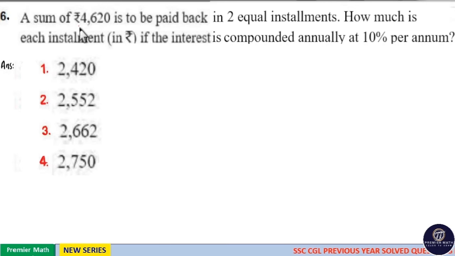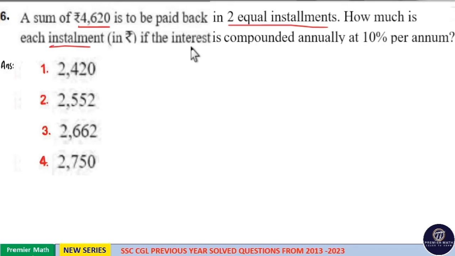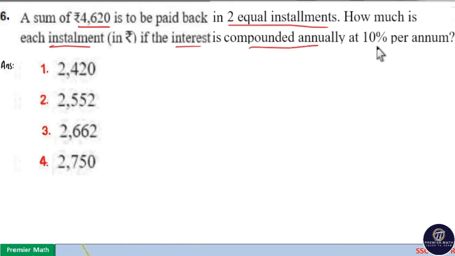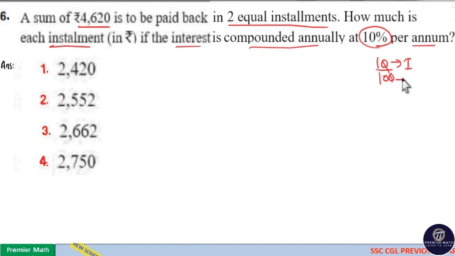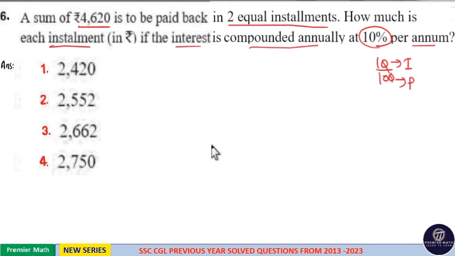A sum of rupees 4,620 is to be paid back in 2 equal installments. How much is each installment if the interest is compounded annually at 10% per annum? Compounded annually means interest on interest at the end of the year. 10% means 10 by 100, which means 1 by 10. That is, this 1 part interest is generated from this 10 part principal at the end of the year.